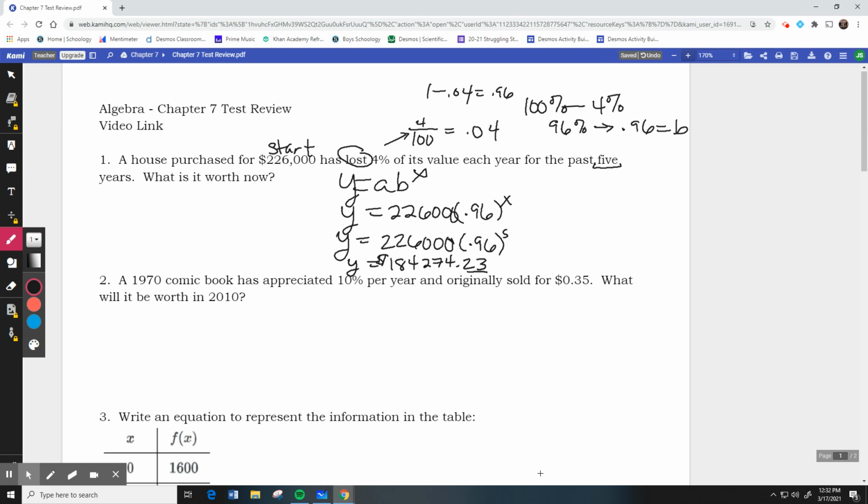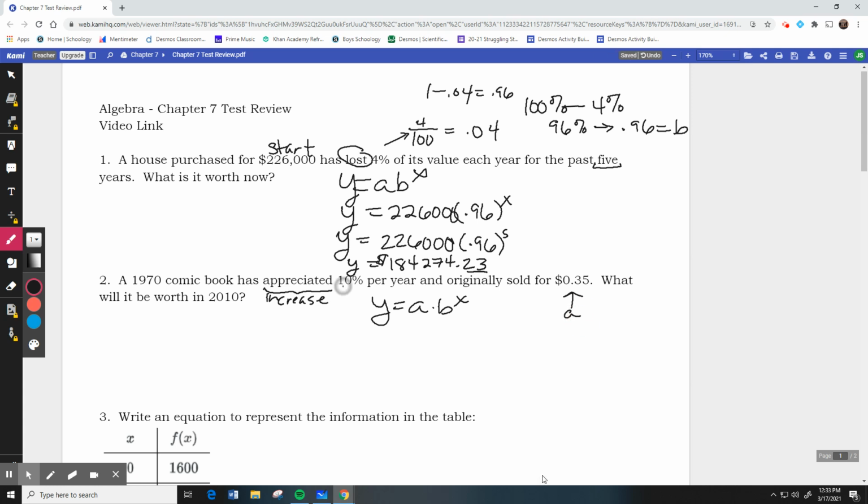All right, so then our next one, it says a 1970 comic book has appreciated at 10%. Appreciated means increase or grow by 10% per year and originally sold for 35 cents. What will it be worth in 2010? So again, if we're increasing or decreasing by a percent, it's y equals A times B to the x power. The A is our starting value. That's our A value.